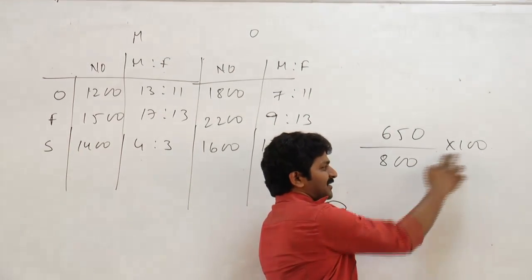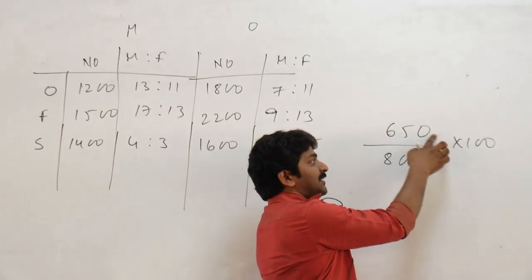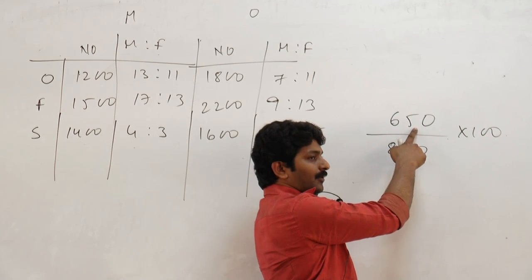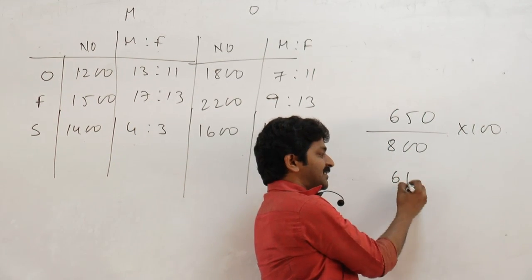Straightforward, you can go for cancellation. 0 0, 2 zeros, 2 zeros. 650 by 8. 8 times of this number, 64. Still you have 10. That will be 61 and above.